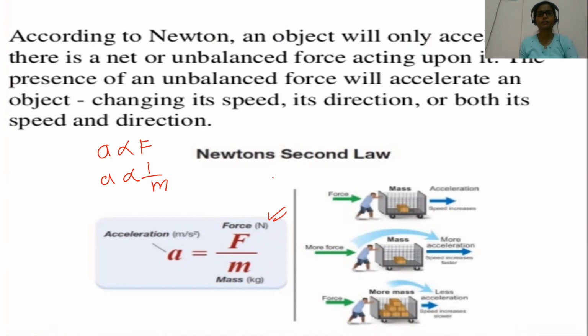Okay children, this is Newton's second law. According to Newton, an object will only accelerate if there is a net or unbalanced force acting upon it, right? The presence of unbalanced force will accelerate an object, changing its speed, its direction, or both speed and direction. This is what is explained by Newton.